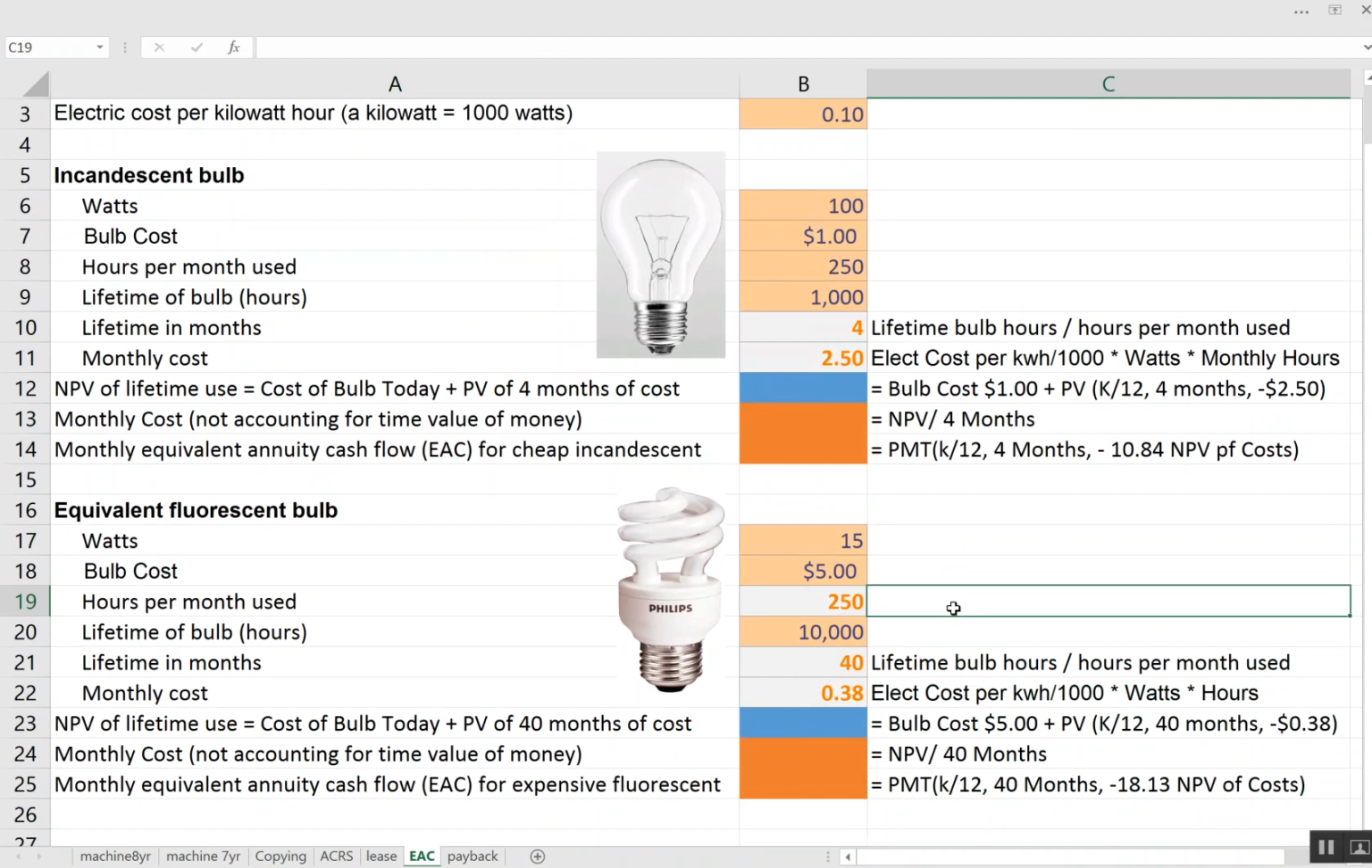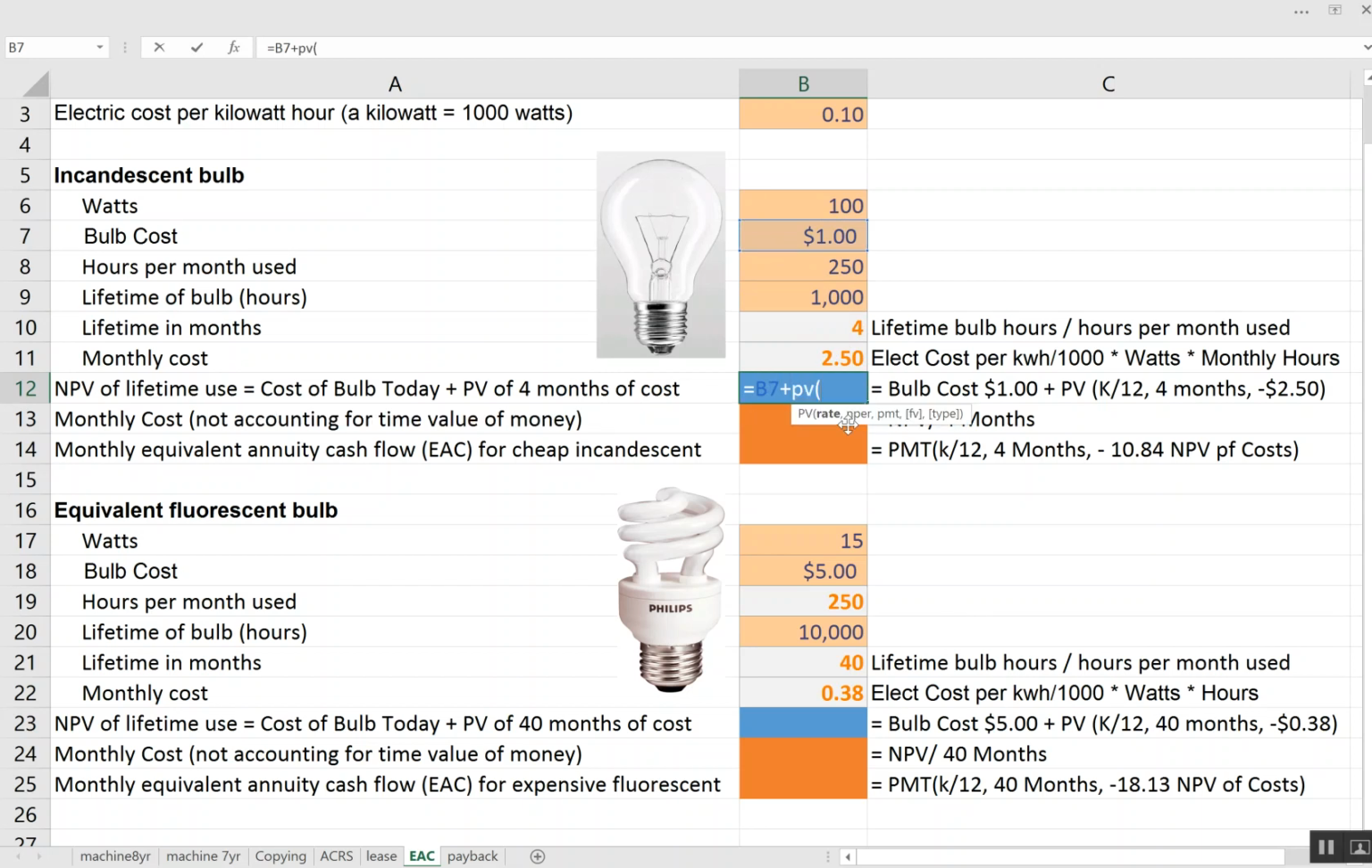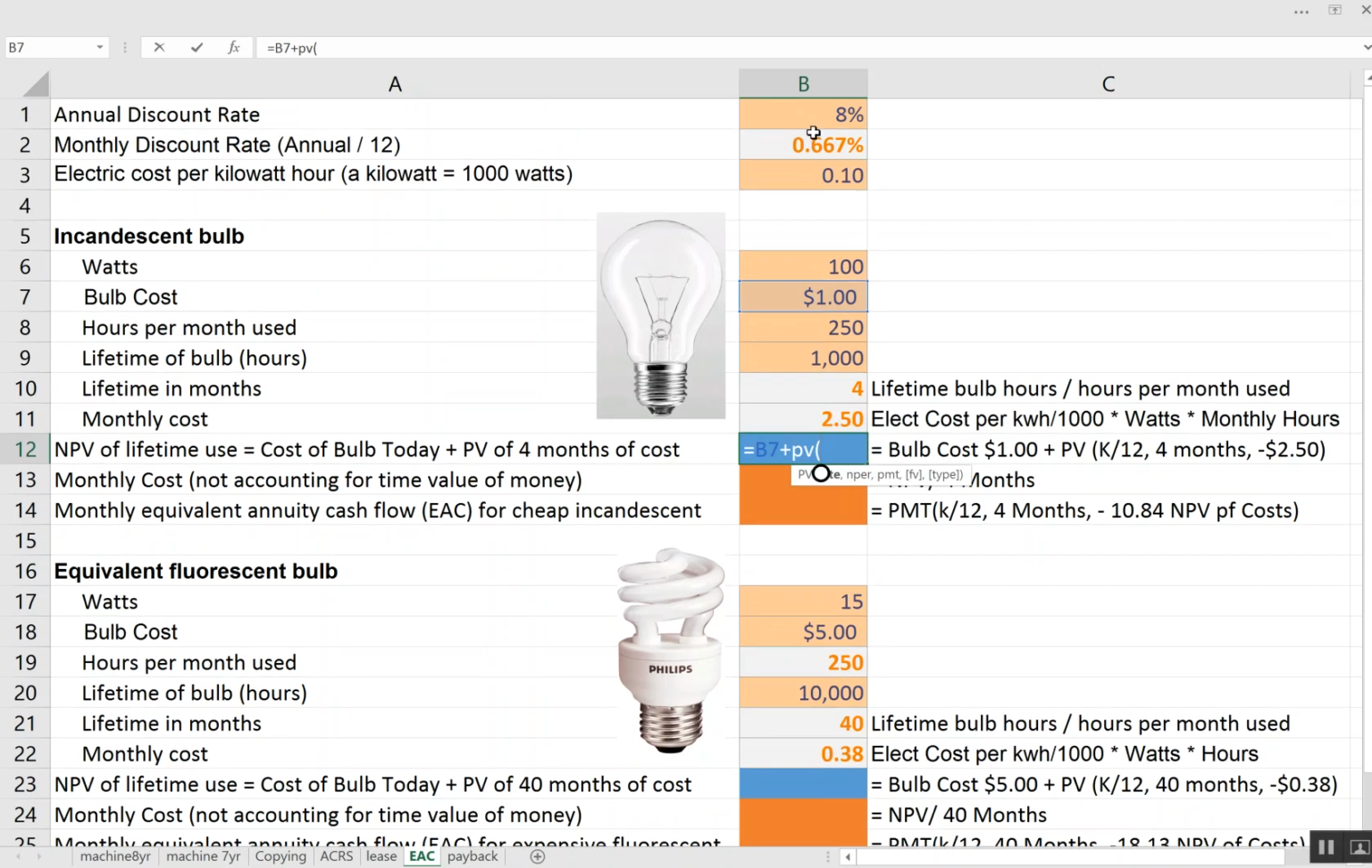Now let's calculate the net present value of both these bulbs. So if I take my bulb cost, I'll just leave all costs as a positive number. $1 costs me today. However, this bulb is going to cost me $2.50 a month for 4 months. So I'm going to use a present value function. Let's put in a rate, I'll anchor that, of 8% divided by 12. It's going to last for 4 months, comma. Now I'm going to put a minus the cost.